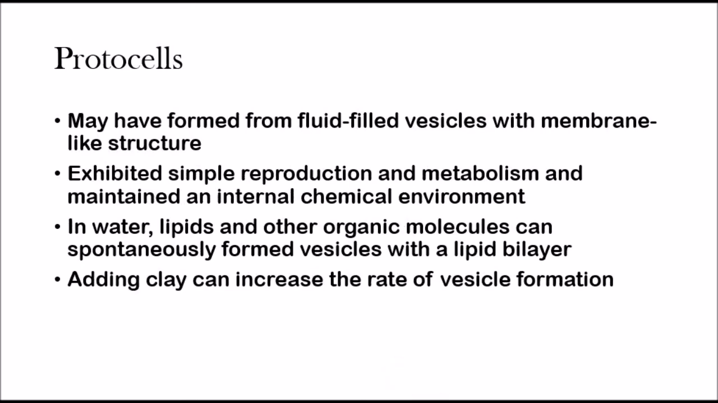Okay, finally we can go back to life. So we said first we talked about how the Earth formed and how you have simple compounds. Then we talked about how organic molecules formed. Now let's talk about the actual first living organism, and those are called protocells. Protocells may have been formed from fluid-filled vesicles. Vesicles are kind of like tiny little sacs which have a membrane-like structure. And these protocells exhibited simple reproduction, just like all life exhibits reproduction. So they exhibited simple reproduction and metabolism, and metabolism is just chemical reactions. And they maintained an internal chemical environment, which was basically enough for scientists to say, okay, because these protocells could do that, they can be considered the first living organism.